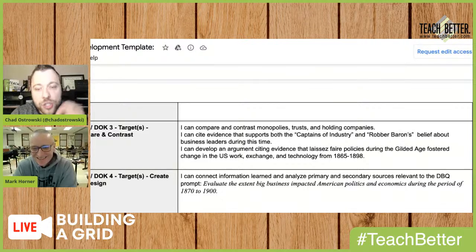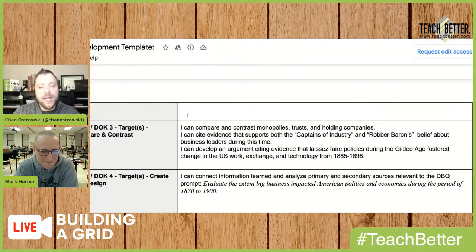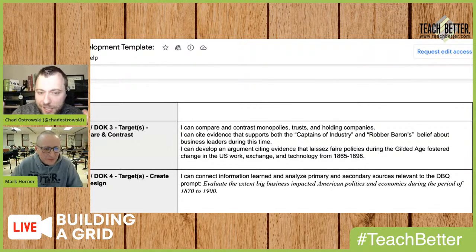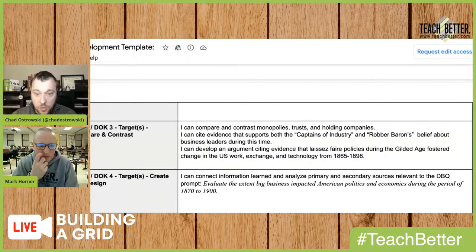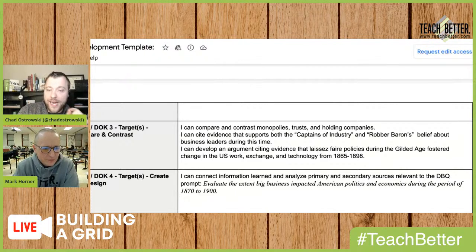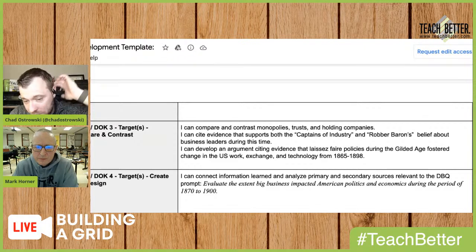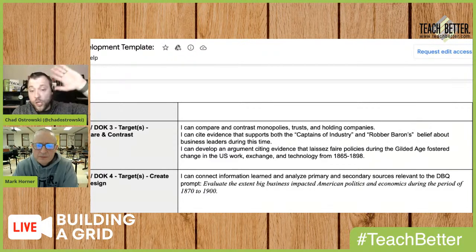All right. So, okay, level 3. I really like some of the verbs I'm seeing here, buddy. I can compare and contrast monopolies, trusts, and holding companies. I really like those aspects. So I really want to make sure, Mark, when we go back to your level 1 targets at some point, or when you do, I'd like some of the language about trusts, holding companies to show up in the earlier levels, but using them. And does that make sense?